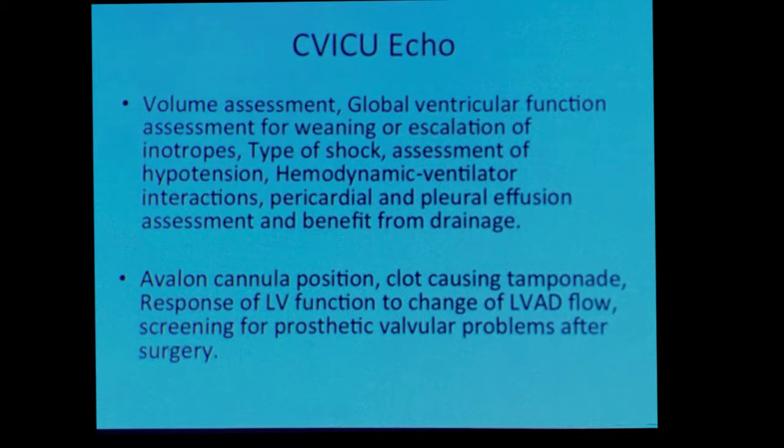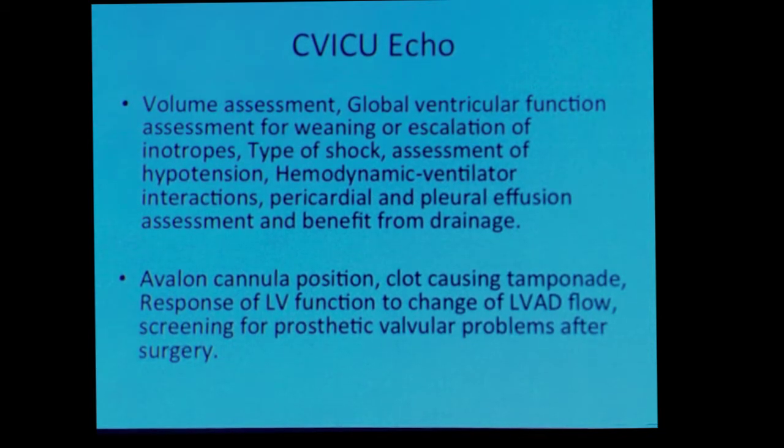Response of LV function to change of LVAD flow. So when we have an LVAD, the interaction between the LVAD or the VAD and the left ventricular or right ventricular function is a bit interesting, and it's a good use for echo. Screening for prosthetic valvular problems after surgery. So those are kind of the indications that will probably be done in CV more than other places. But for the most part, we use it for the same reasons that it is used anywhere else, in emergency, in ICU, perioperative. So let's start with a case.